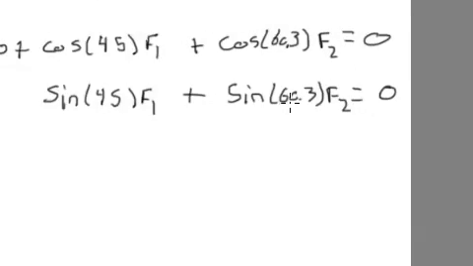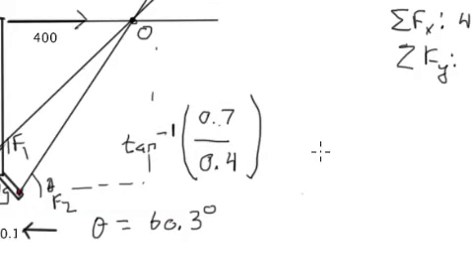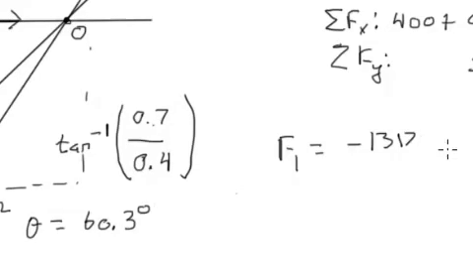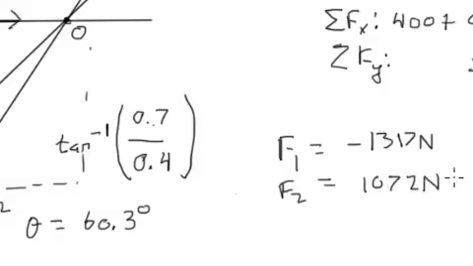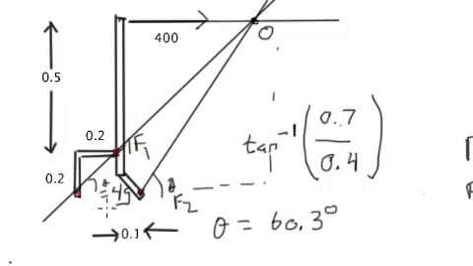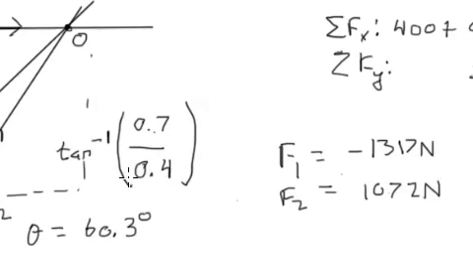We're able to take these equations, put them into matrices, and just solve the matrices. If you do so on your calculator, you're going to get F1 is going to equal minus 1,317 newtons. And F2 is going to be equal to a positive 1,072 newtons. The negative pretty much means that F1 is directed inboard, or directed down and to the left, and F2, since it's positive, is directed up.